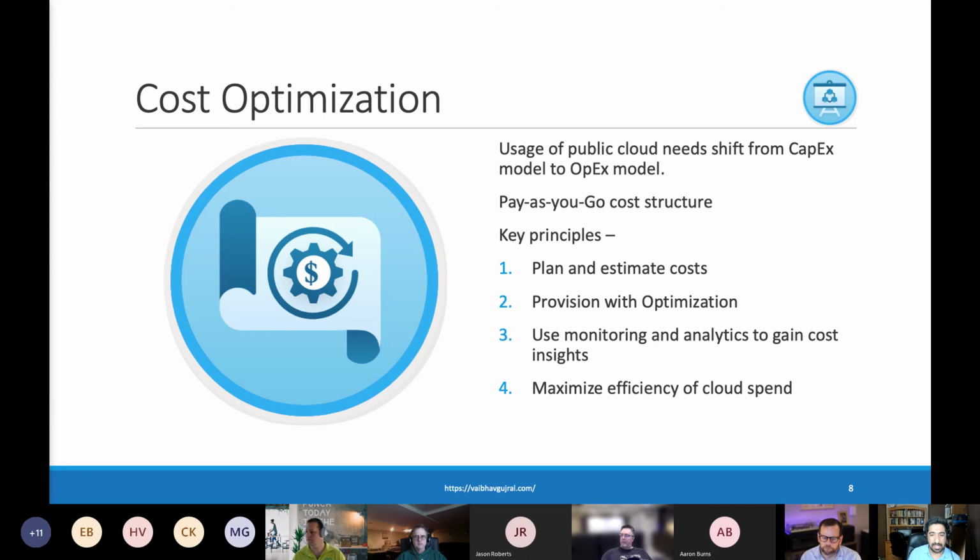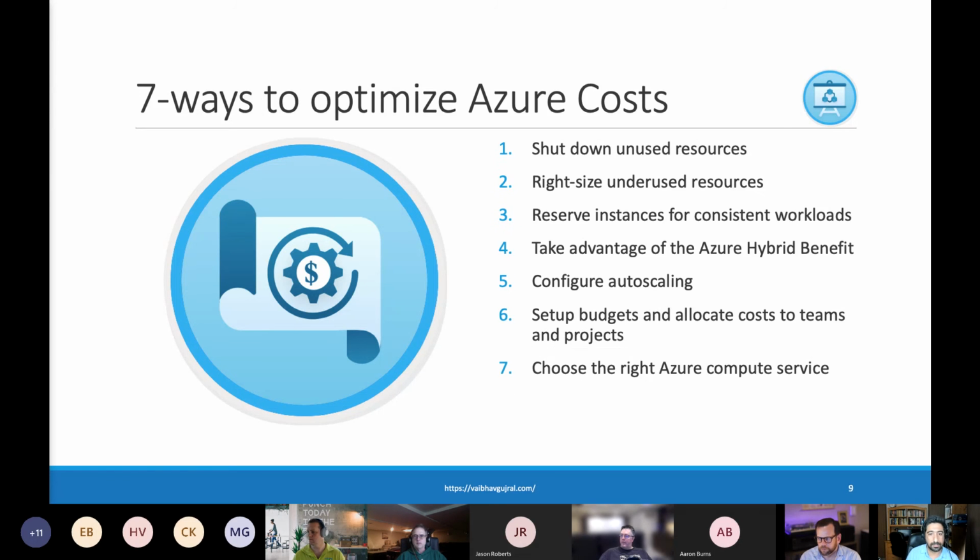So in my opinion, in a nutshell, cost plays the most important role in your architecture. While you are designing your Azure environment, always be cognizant of the spend. Do utilize pricing calculator, get an estimate, start small, provision with optimization, utilize cost management to see the trends and identify pockets of improvements where you can really optimize your spend.